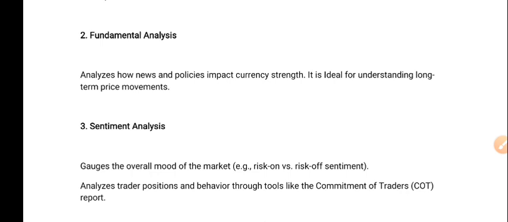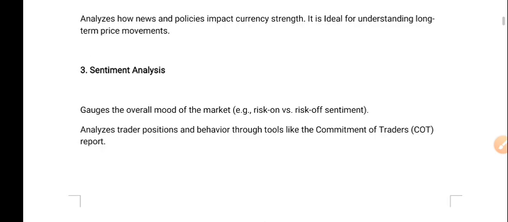So the fundamental analysis analyzes how news and policies impact currency strength. It is ideal for understanding long-term price movements. So through fundamental analysis, we can know that okay, price is going to go like this because of news, like policy implementations that can affect it. You understand? Through news, we can know okay, this is what price is going to do later, and it's actually for the long term.